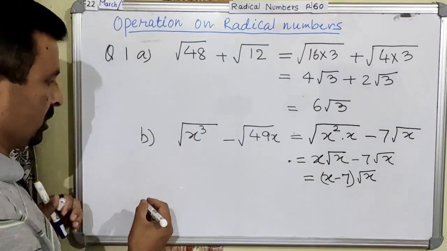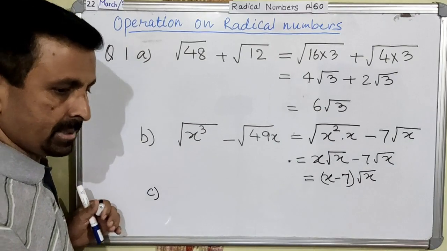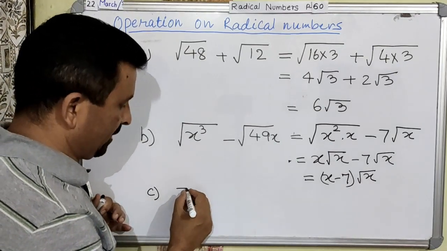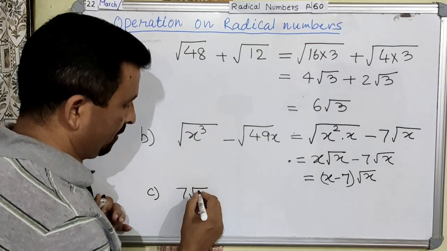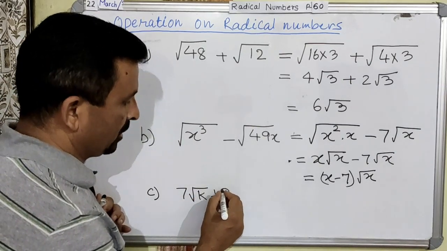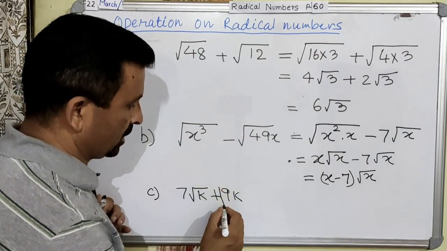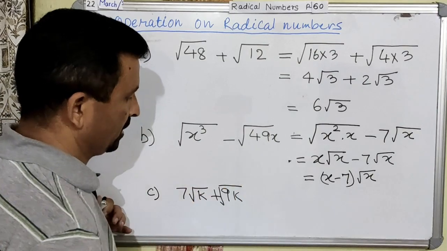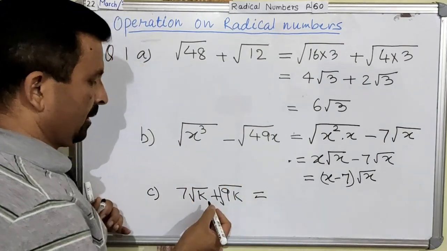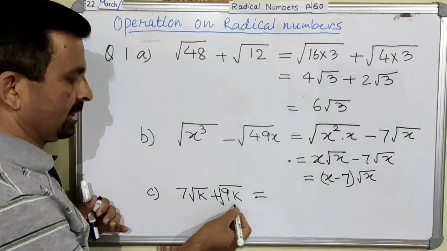Let us see one more question. Number C. It's a very simple question. 7 root k plus 9 root 9k under root. Is this okay? Now look at this question. This question has two parts. It is a binomial. This part and then this part.